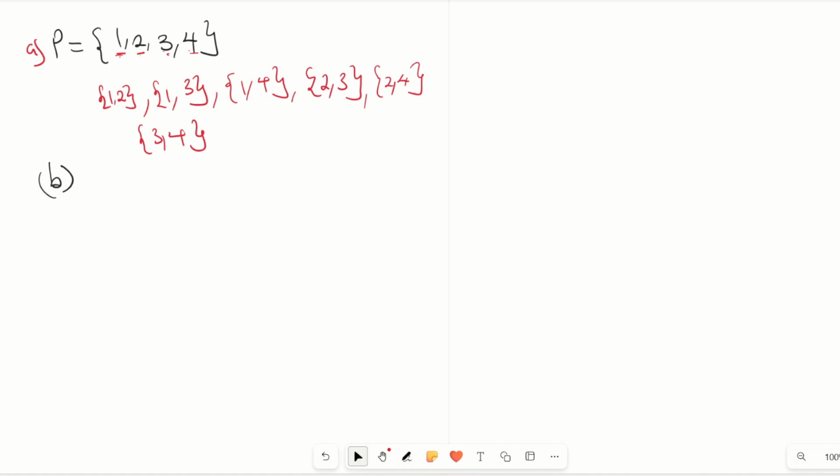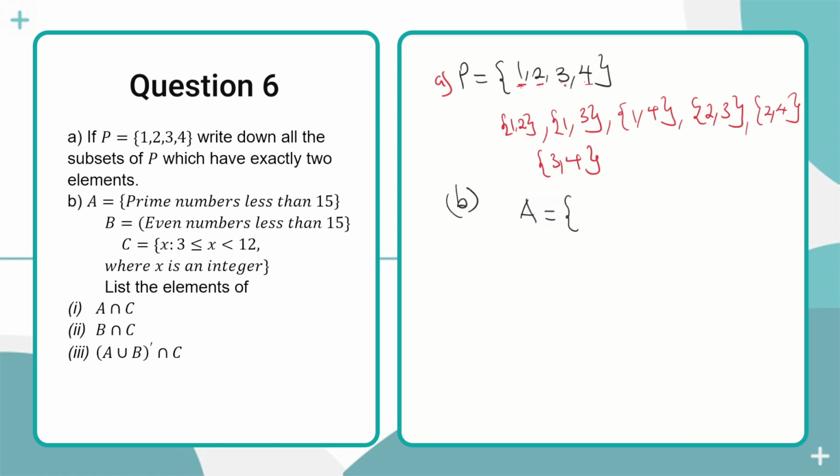In the B part, they've given us some sets, and we must be able to describe them by listing the elements in the set. So A is prime numbers less than 15. And we know prime numbers begin from 2. So we have 2, 3, 5, 7, 11, and 13 as prime numbers. It's less than 15, so we don't go beyond that.